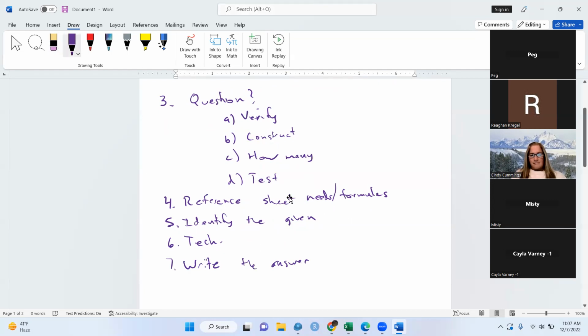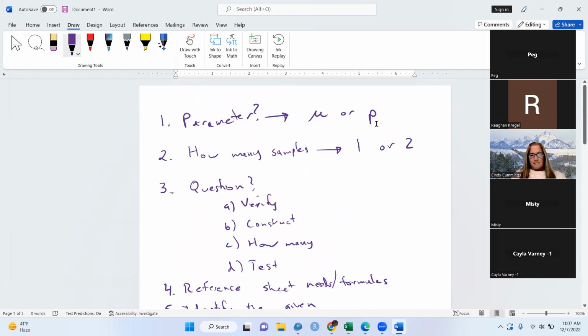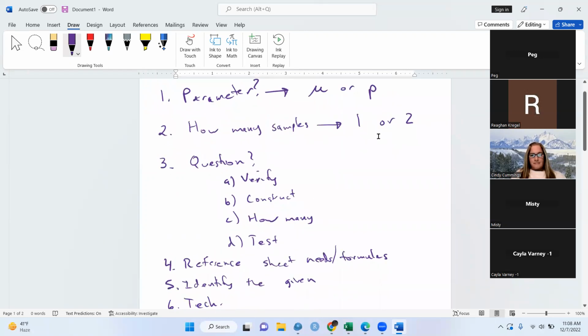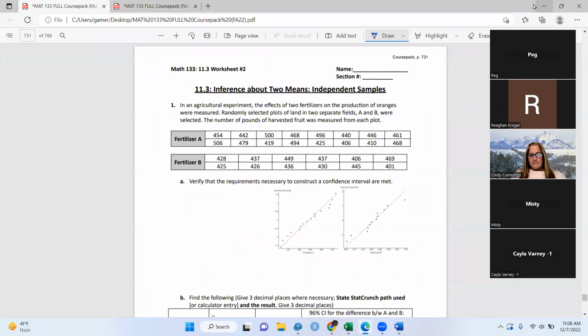Yeah, so to me, this is the most important one, because if you get these wrong, you're going to be looking for the wrong stuff. How many samples is fairly important too. I mean, I guess they're all really important. Okay, so let's do this.